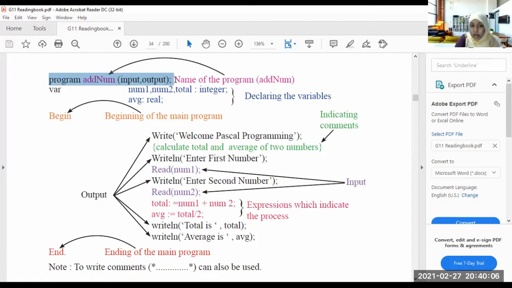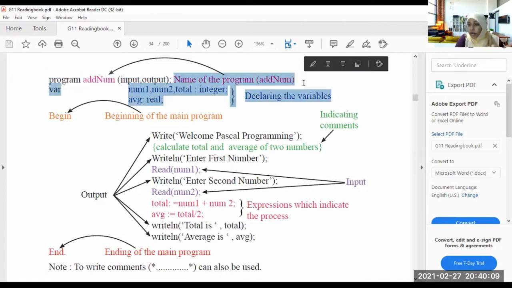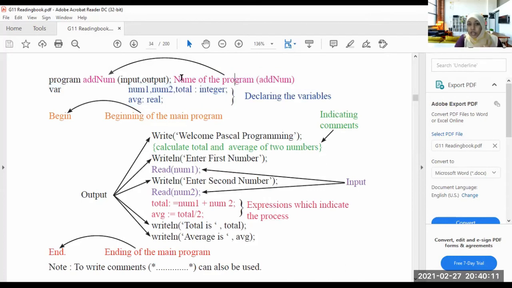So here, this one is not in the program, right? This is just an explanation, the name of the program, add num. It is not needed to write down in your program. Now understood? Please say yes if understood. Okay. So program add num, there are input and output, semicolon means finish.